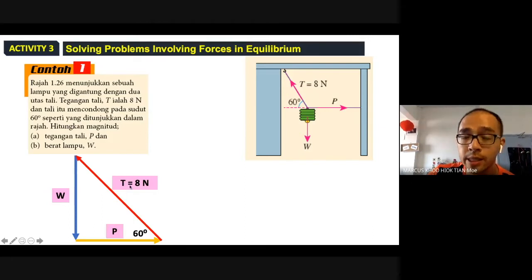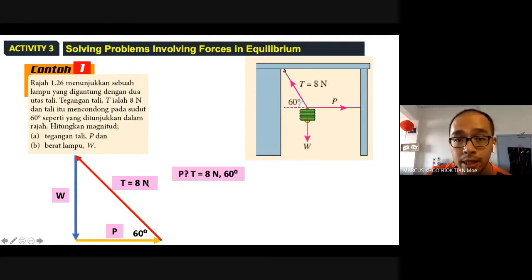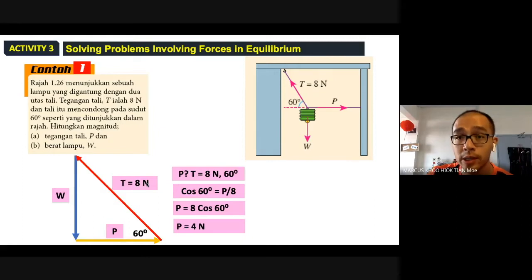and the adjacent over the hypotenuse. So cos 60 equals p over 8. Okay, then you can find p from there. Okay, so you will get about 4 newtons. And then from there, you can find the value of W.